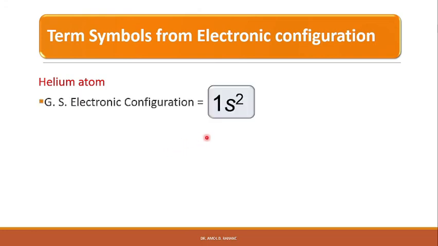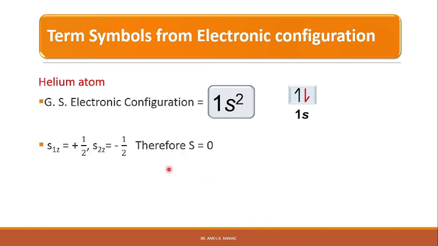Now let us consider the example of the helium atom. The ground state electronic configuration of helium is 1s2. The 2 electrons in helium will be paired, so one electron has up spin and another has down spin. Therefore S1z is equal to plus half and S2z is equal to minus half, and total S is equal to 0. Hence the multiplicity 2S plus 1 is equal to 1.